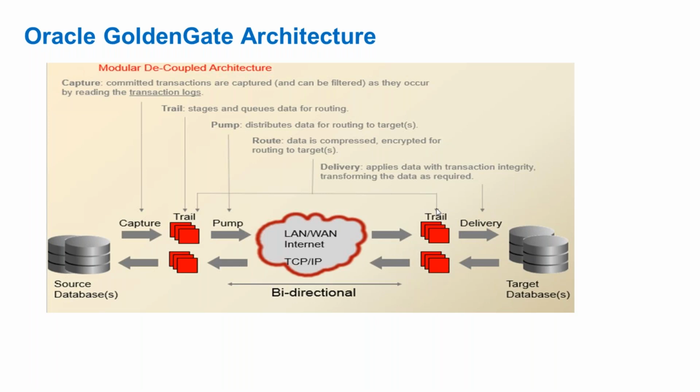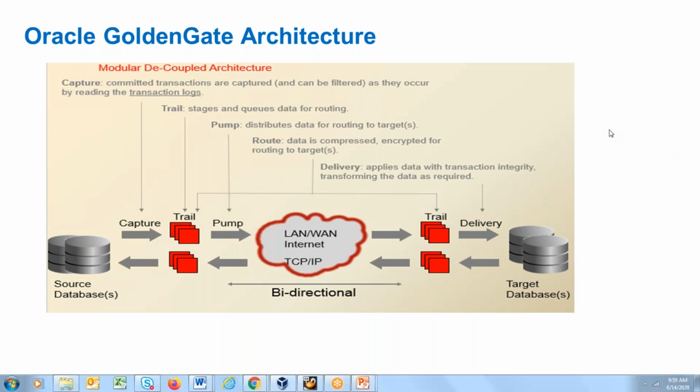Once the data becomes available in the remote trail, the Golden Gate delivery or replicate process reads the data out of your remote trail and applies it to the target database. So basically there are three processes involved here: capture, pump, and delivery process. So what happens is the transaction happens.